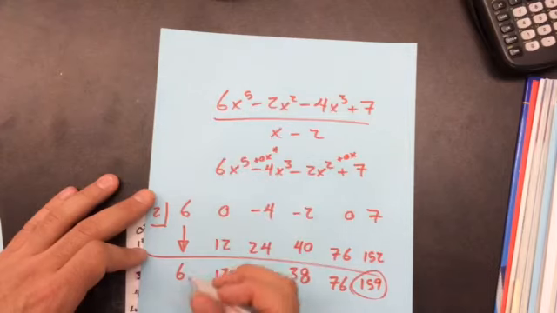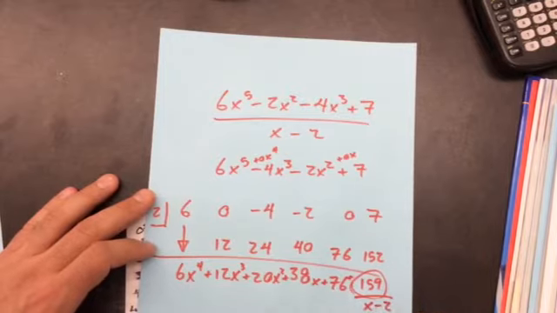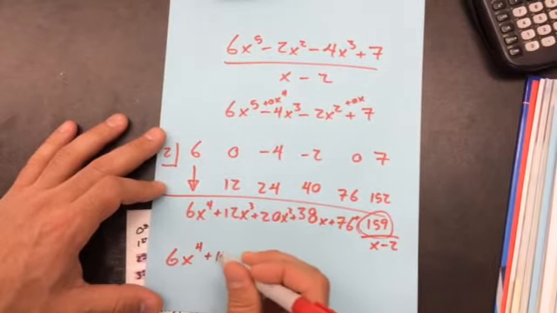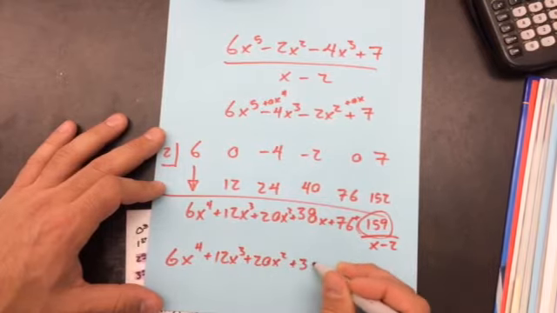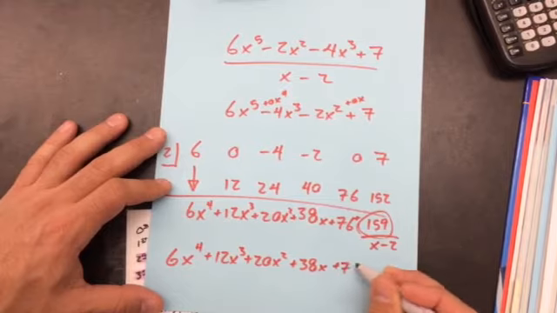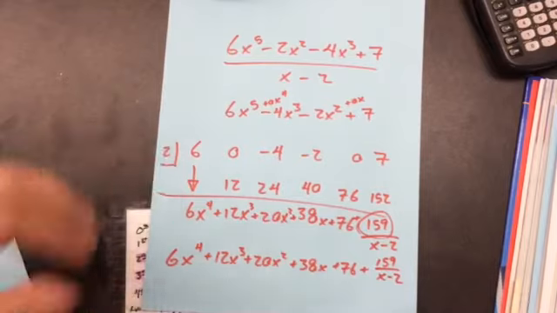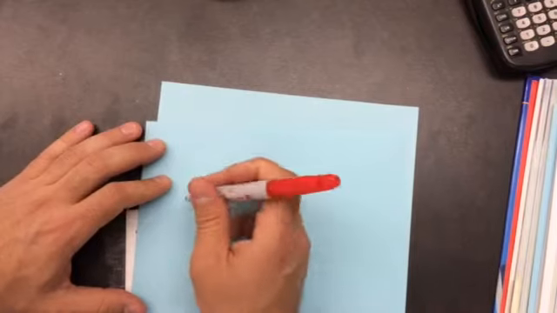Your variable starts one less, so this is going to be x to the fourth plus x to the third plus x squared plus x plus the constant plus the remainder over what you divided by. So my answer would be 6x to the fourth plus 12x to the third plus 20x squared plus 38x plus 76 plus 159 over x minus 2. And that's it. If they ask you to do synthetic substitution, now what that looks like is something like this.